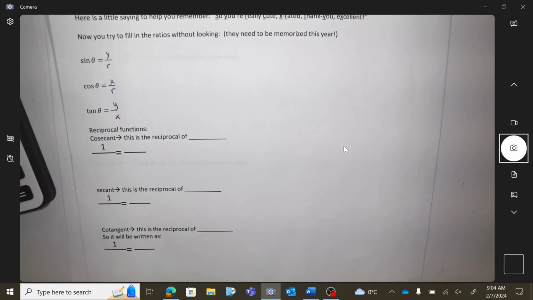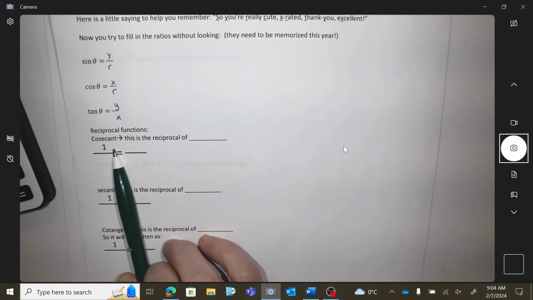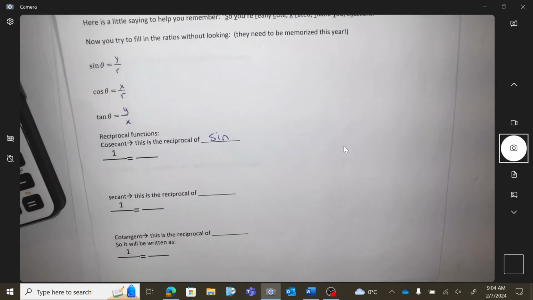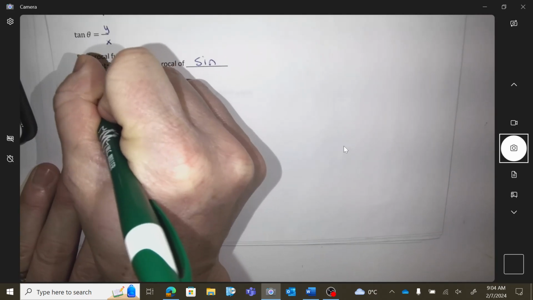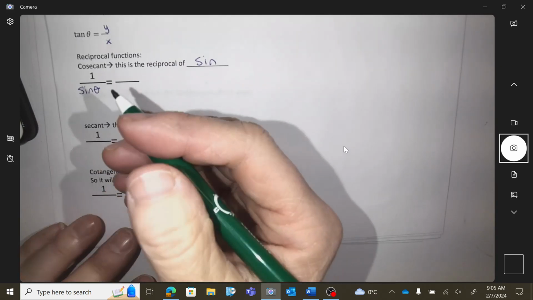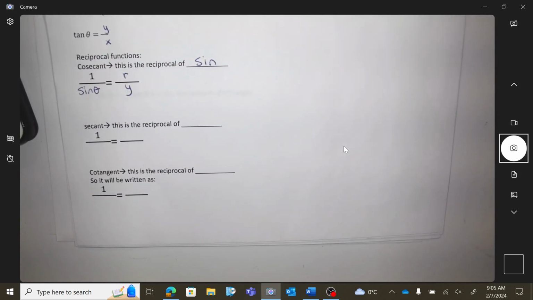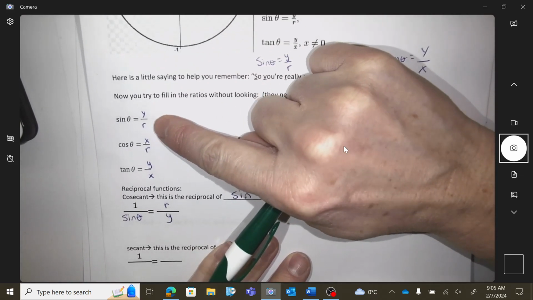So grade 12, we're going to throw 3 new things at you. So the next trig function we're going to use is called cosecant. And what it is, it's the reciprocal of the sine function. So it's me flipping the sine. Reciprocation means a flip. So then it would go r over y. That's the ratio that I would use. Do you see where I'm getting that from?